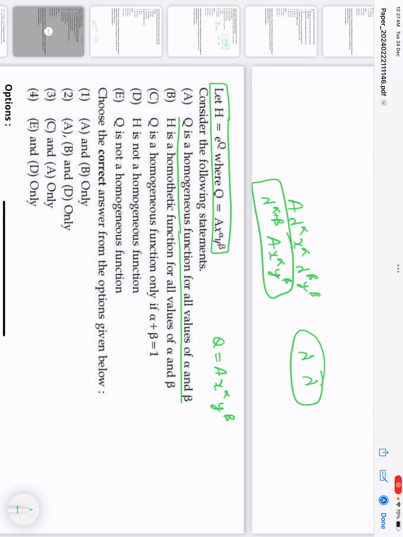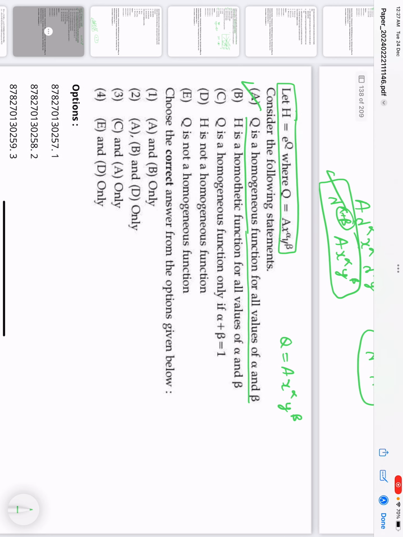So irrespective of what the values of alpha and beta are, Q would be a homogeneous function. H is a homothetic function for all values of alpha and beta. A homothetic function means a monotonic transformation of a homogeneous function. Q shows constant returns to scale only if alpha plus beta equals 1, but that is not required for homogeneity. So C is wrong. And we know A is right, so this would also be eliminated. And B is also right given the options.